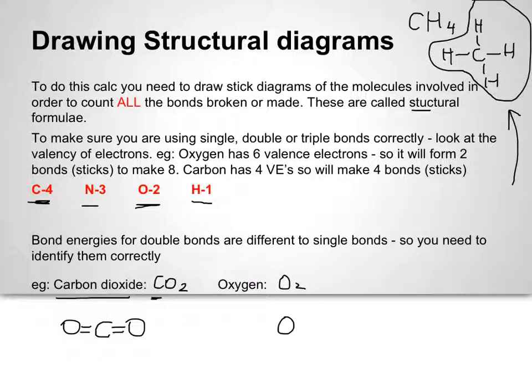For CO2, if we just did single bonds, we would know that was wrong because oxygen has to have 2 sticks. So it needs a double bond.